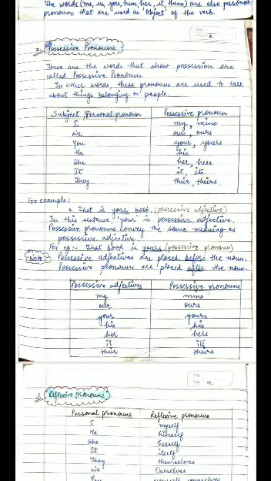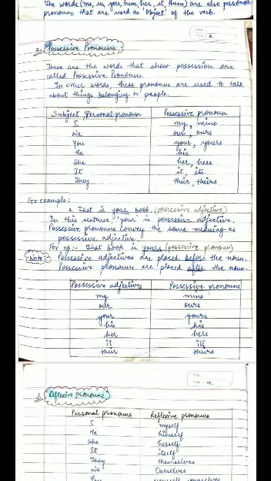Okay children, there is one more list of words. My, our, your, his, her, its and their. These words are possessive adjectives. Now let's understand what is the difference between possessive adjectives and possessive pronouns. For example, that is your book. Here the word your is a possessive adjective.